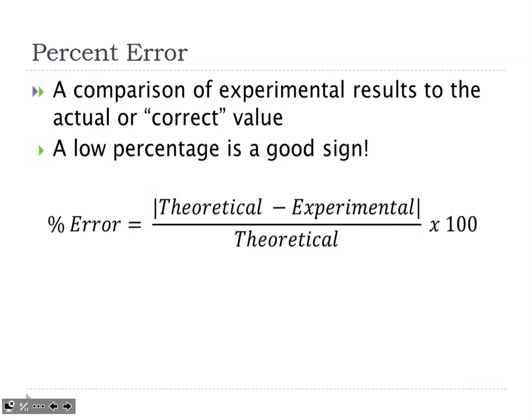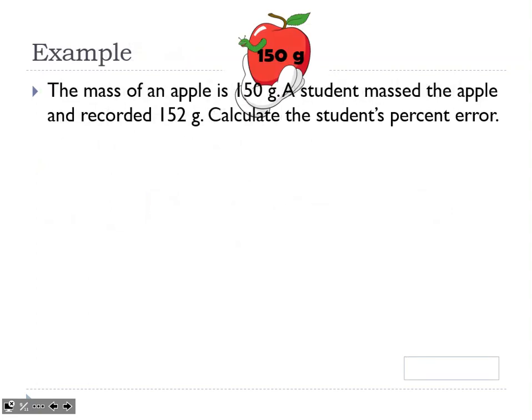Let's look at an example problem. Here we have the mass of an apple is 150 grams. A student massed the apple and recorded it as 152 grams. Calculate the student's percent error. The only way to get these problems incorrect is if you identify the wrong one as theoretical and the wrong one as experimental. You might divide by the wrong number in that case. So always check to make sure you're identifying which number is the theoretical and which one is the experimental.